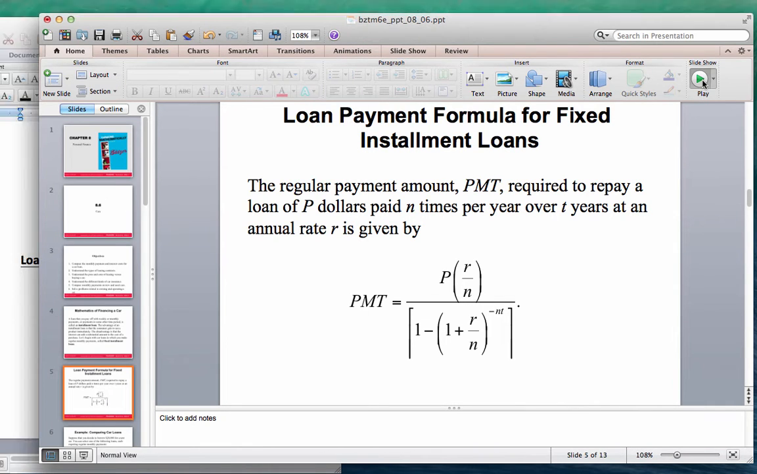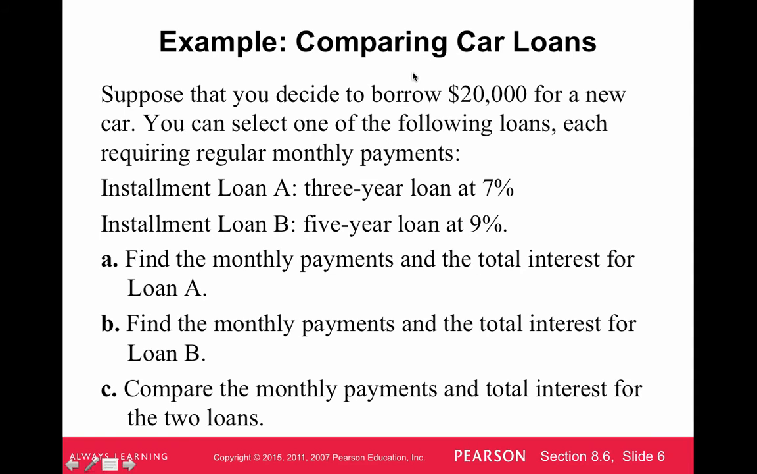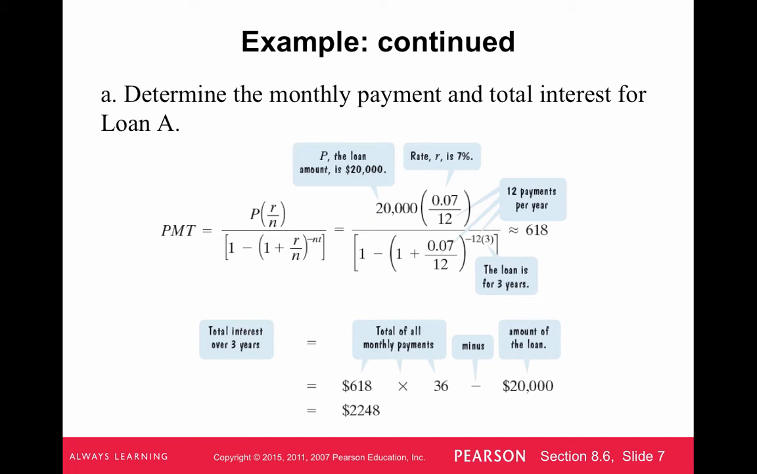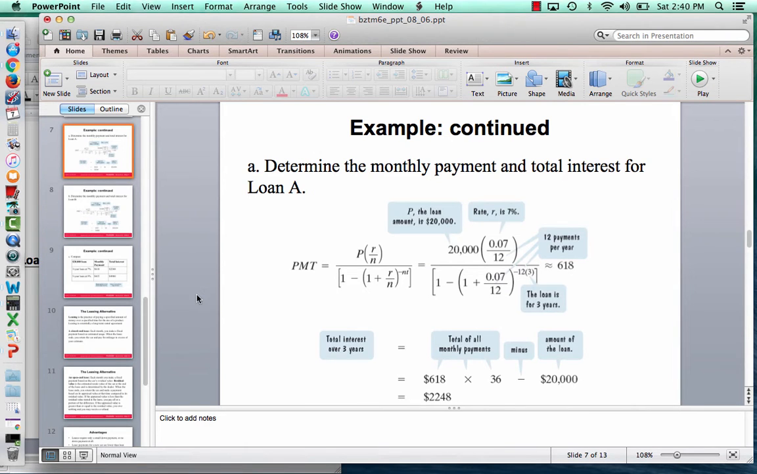So let's go back to the lecture slide. Suppose that you decide to borrow $20,000 for a new car. You can select one of the following loans, each requiring regular monthly payments. That's nearly always the case with car loans or mortgage loans. You can do a 3-year loan at 7% or a 5-year loan at 9%. Generally the shorter term loan will have a lower interest rate and the longer term loan will have a higher interest rate. That's not always true, but generally speaking. It says find the monthly payments and total interest for loan A, the same for loan B, and then compare them. For the monthly payment and total interest for loan A, let me show you this in the calculator.